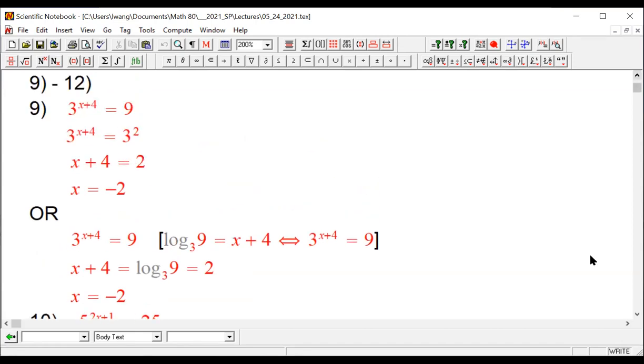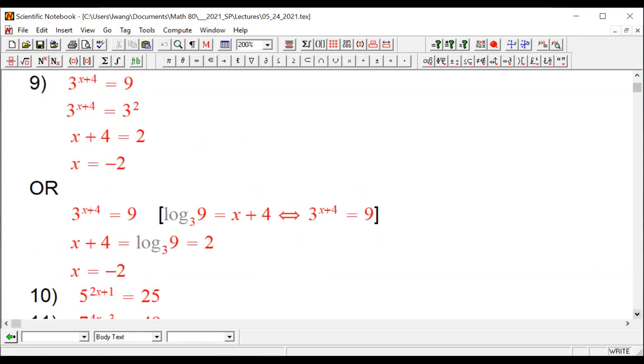We have number 9. Try number 10, 11, 12. You have more than one way to solve the equation, right? Choose the one that you feel most comfortable.